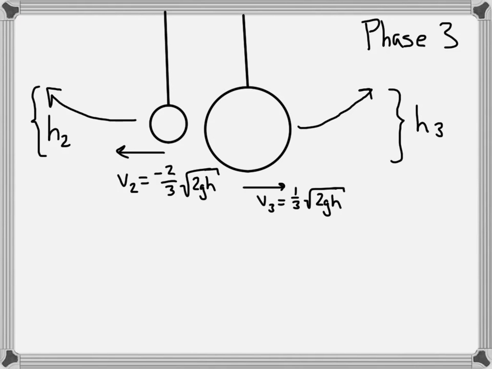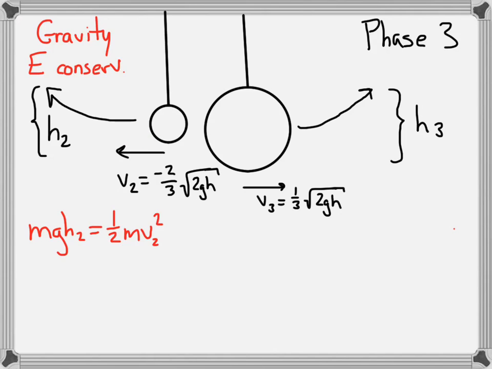Well, this is a case where we go back to energy conservation because we have gravity acting on both of these masses during the swing. So gravity being a conservative force, we go back to energy conservation. And let's conserve energy for this little mass here. So we write mgh2 is equal to 1/2 mv2 squared. And the m's cancel out.